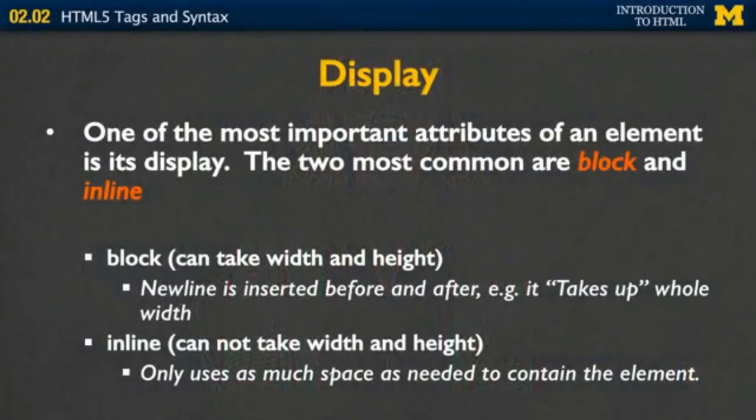Before we begin, I want to talk to you about one of the most important attributes of an element, and that's its display. The two most common display types are what are called block and inline. Block tags are ones that take up a certain amount of width and height. So anytime you have a tag that's called block, it's the same thing as if when you were typing, you hit new line at the end, or enter or return. Inline tags are ones that only take up as much space as is needed.